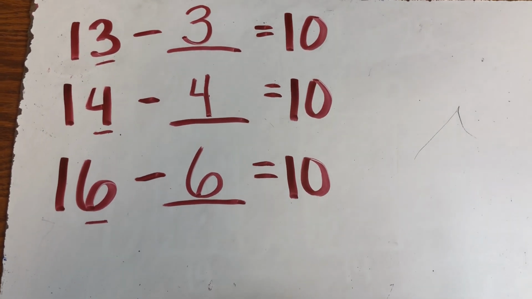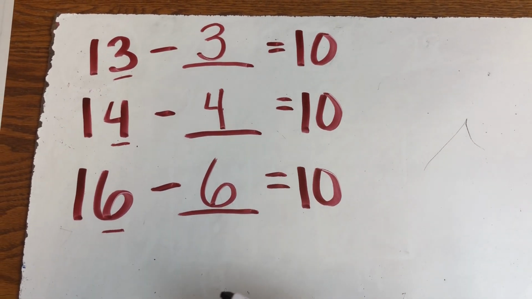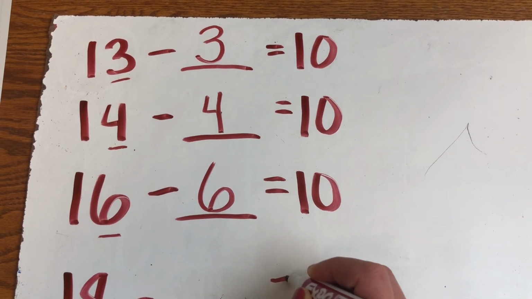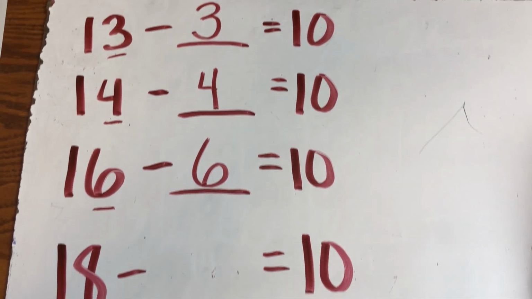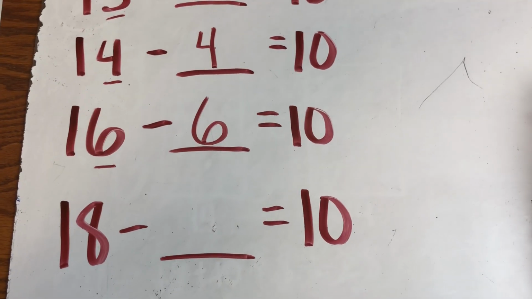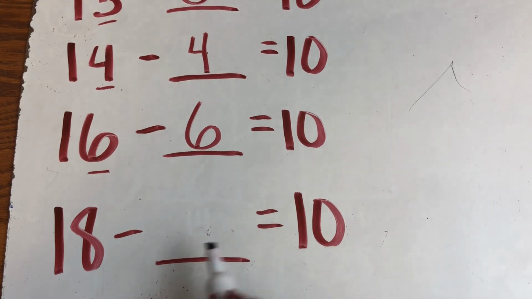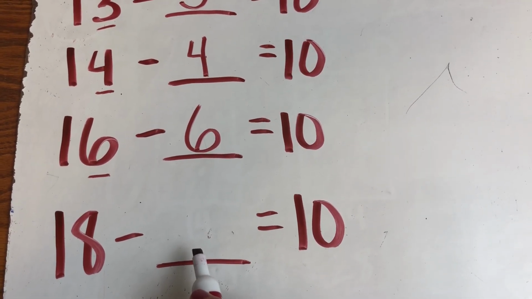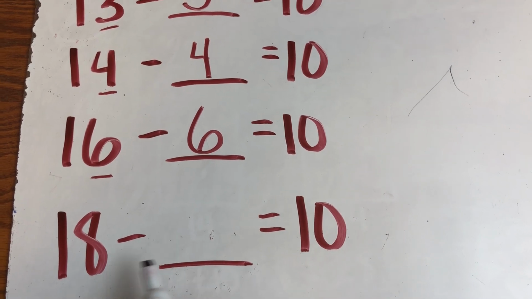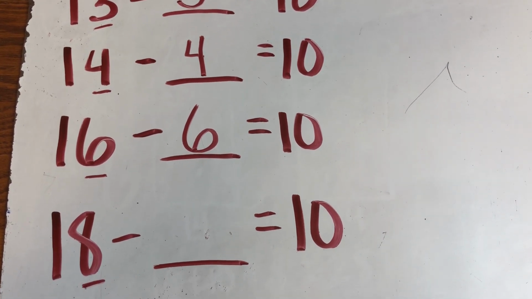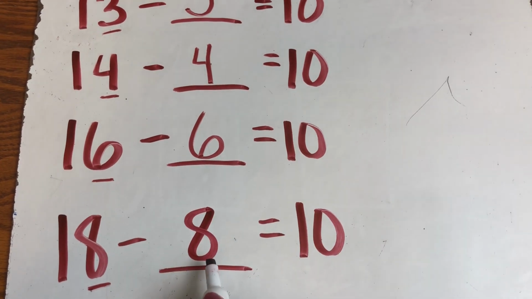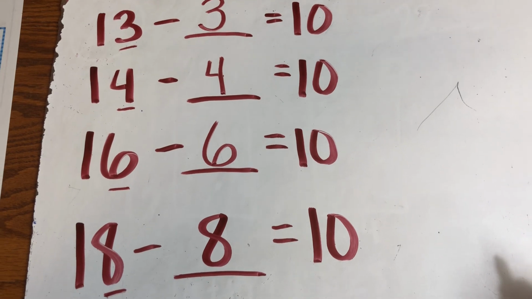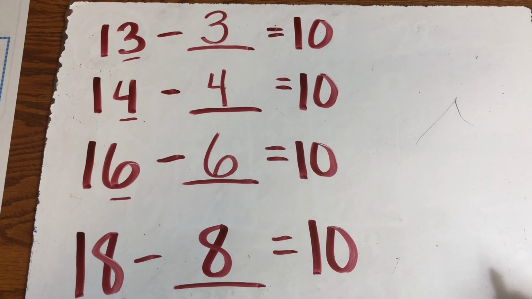Let's move on to our last subtraction sentence. 18 minus blank equals 10. Copy this subtraction sentence. What number goes on the blank line? Did you say 8? You're right. I looked at that ones place again. When I subtract 8 from 18, my difference is 10. Make sure you have all those written down.